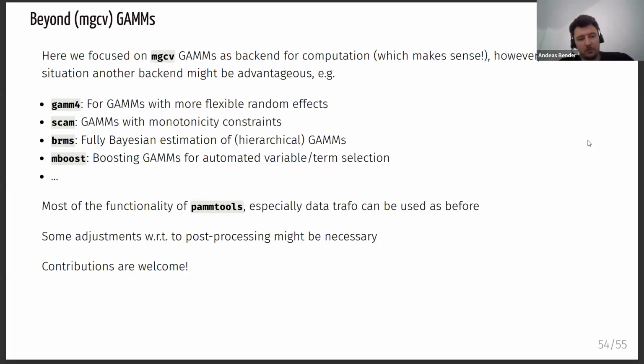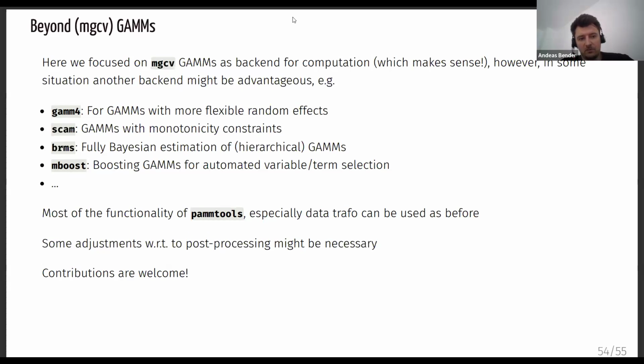So currently, most of the functionality of PAMTools is customized to MGCV GAMs, but it's not that hard to extend. Essentially, you just need to write some S3 functions that take the PED object and the model object and then return the predictions. Contributions are welcome. If you have a favorite package that you want to add to PAMTools, reach out or go to the PAMTools GitHub repository and post an issue there, or ideally a pull request. We're happy to receive contributions.